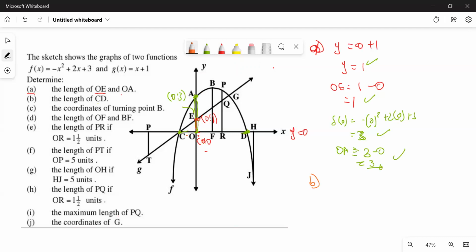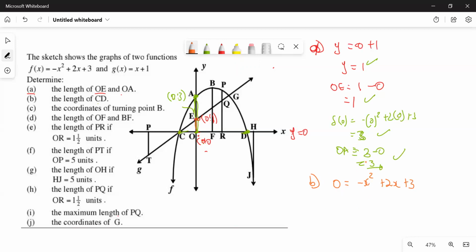we'll come and say, let's get the coordinates of C and D. How to get the coordinates of C and D? You say y should be 0. Okay, you have 0 equaling minus x squared plus 2x plus 3. You want to factorize this again?